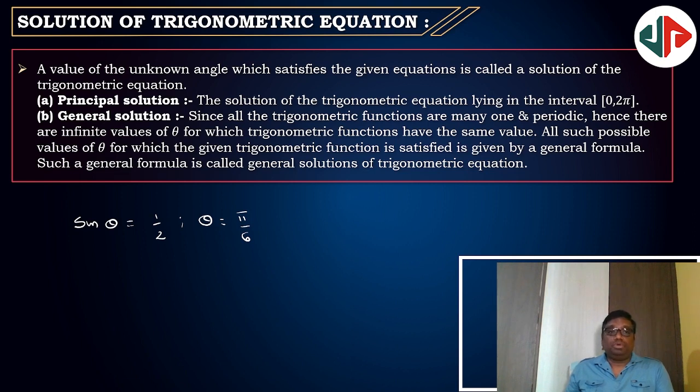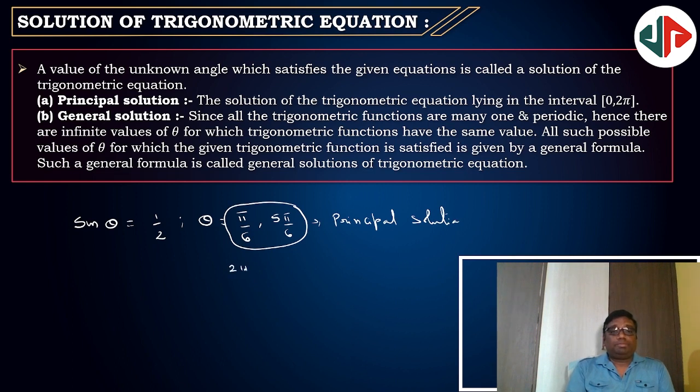Again, there will be two types of solutions: principal solution and general solution. What is the meaning of principal solution? It is the solution of the trigonometric equation which lies in the interval 0 to 2 pi. Now, what values of theta will satisfy sin theta is equal to 1 by 2? This is pi by 6. The next one is pi minus pi by 6, which is 5 pi by 6. Both lie between 0 to 2 pi, so these two values are known as the principal solution. Sir, why? Only these values will satisfy.